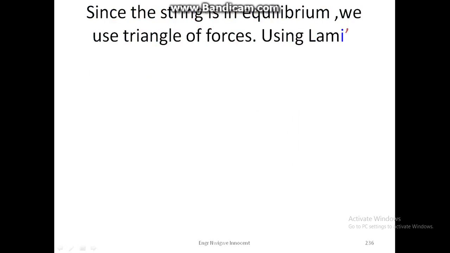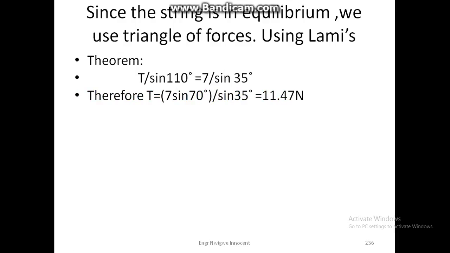Since the string is in equilibrium, we use the triangle of forces. Use Lami's theorem. T over sine 110 degrees equals 7 over sine 35. Therefore, making T the subject of the formula and putting in the values, we have, in brackets, 7 sine 70 degrees all over sine 35 degrees, which is equal to 11.4547 Newton.